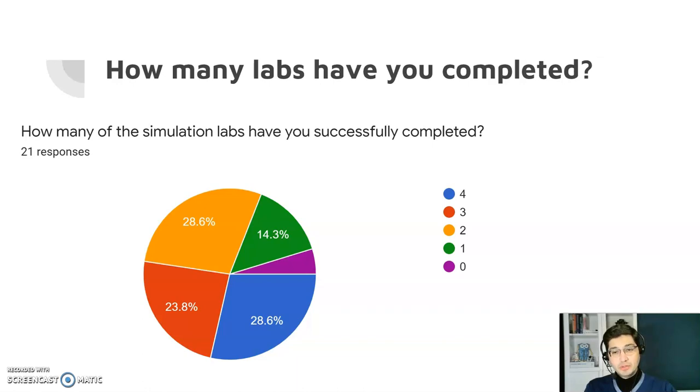But not everybody actually managed to complete all the labs. They didn't have to successfully complete all the labs in order to pass the course. But the motivation was really to implement things in the lab because it would also help in the exam.